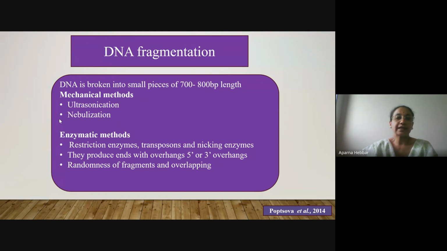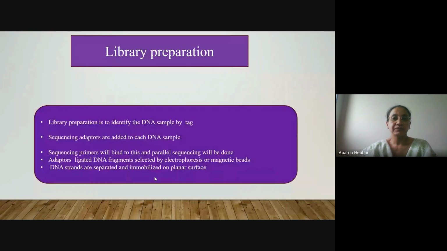Coming to the next method, the enzymatic method. Restriction enzymes are used to cut the DNA into small fragments. Then, of course, transposon nicking enzymes are used here. They produce a 5' overhang or 3' overhang. Randomness of fragments and overlapping is a very important step in DNA fragmentation through the enzymatic method, and it is also required for library preparation.